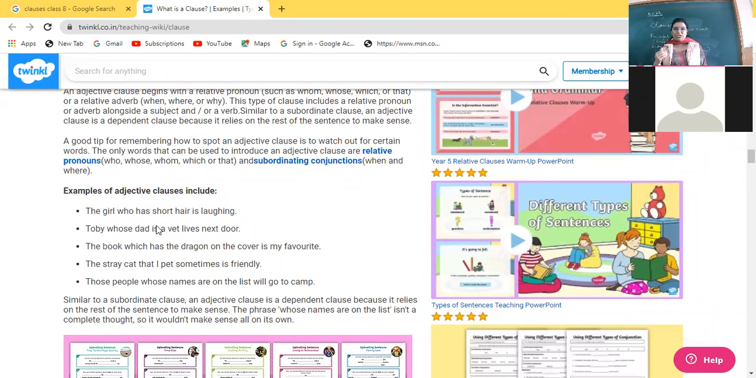The book which has the dragon on the cover is my favorite. So yes, there are clauses: which has the dragon on the cover. The stray cat that I pet sometimes. That I pet sometimes. Okay. Those people whose names are on the list will go to camp. Whose names are on the list.